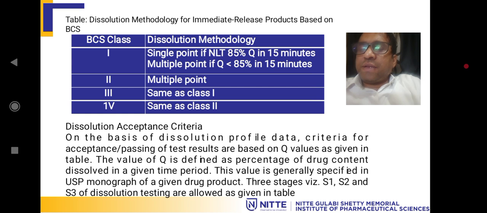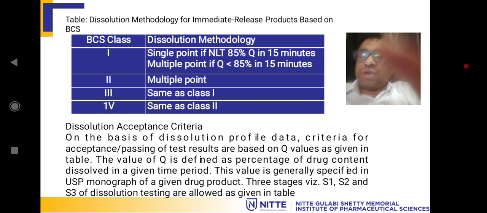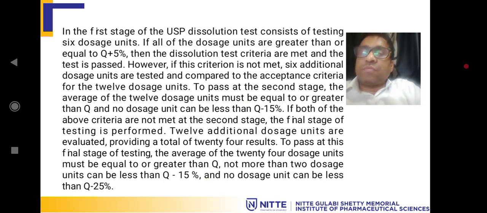Dissolution acceptance criteria. On the basis of the dissolution profile, the criteria for acceptance of the test result are based on Q values, given in the table. The value of Q is defined as the percentage of drug content dissolved in a given period of time. The value is generally specified in the USP monograph of a given product. Three stages S1, S2, S3 of dissolution testing are allowed as given in the table. The first stage of the USP dissolution test consists of testing 6 dosage units. If all the dosage units are greater than or equal to Q plus 5%, then the dissolution test criteria are met and the test is passed.